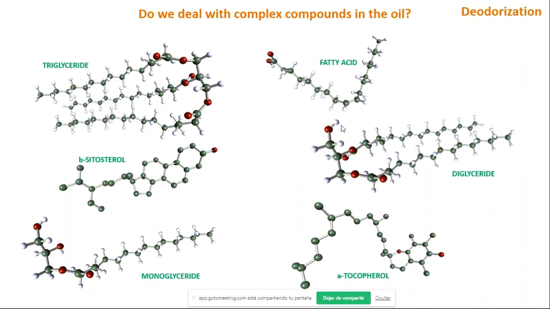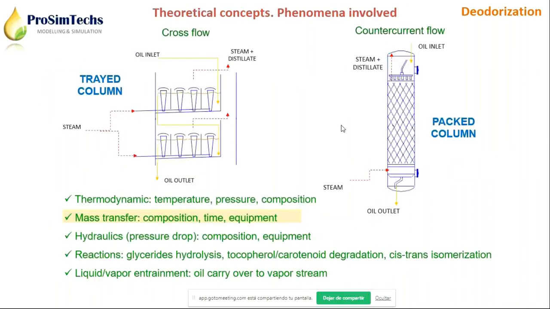And one important thing here is to understand the phenomena involved in the deodorization process. So I have put in this slide these two types of internals, okay? A deodorizer with steam lift pump trays, and this deodorizer with a structured packing. And well, we know that the deodorization process of vegetable oils is in fact a steam stripping process in which more volatile compounds are stripped.